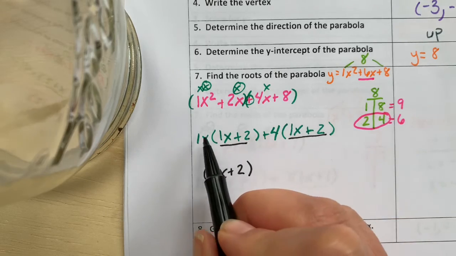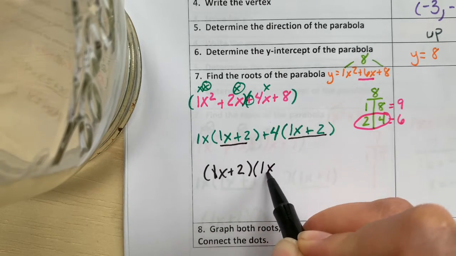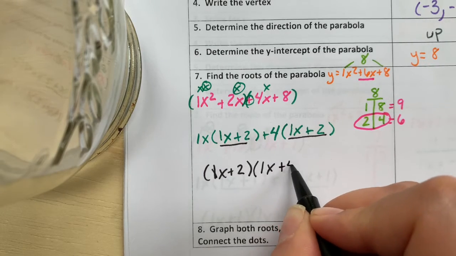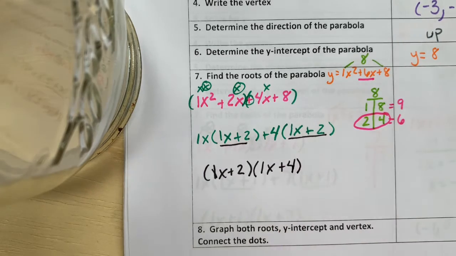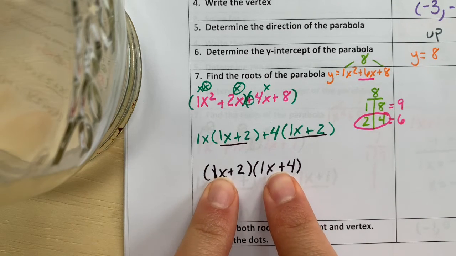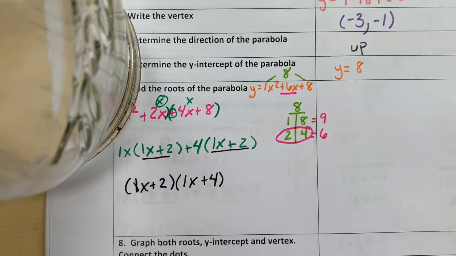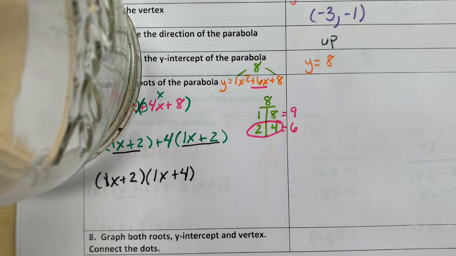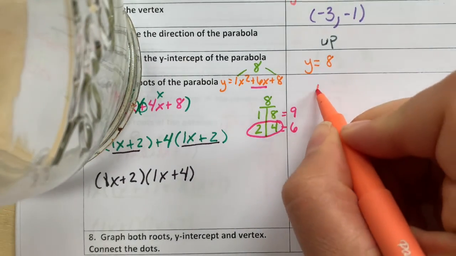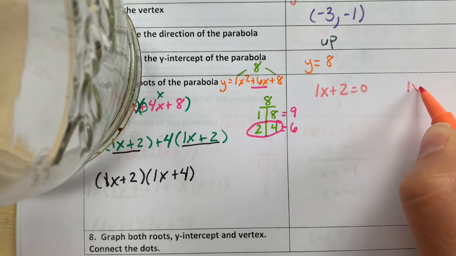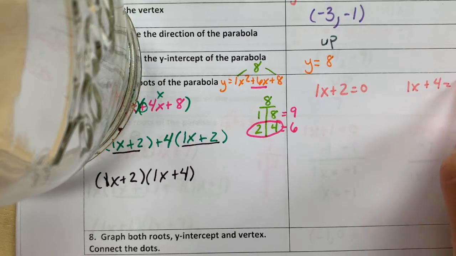This 1x plus 2 is being multiplied by a 1x, and this 1x plus 2 is being multiplied by a 4. Now, we're not quite done. We have to set each of these equal to 0 because that's where it crosses our x-axis, at y equal to 0. So I will have 1x plus 2 is equal to 0. I will also have 1x plus 4 is equal to 0.